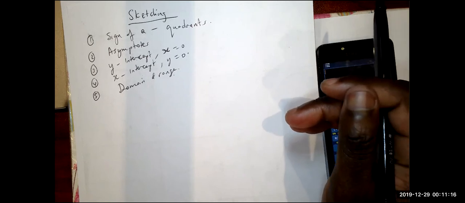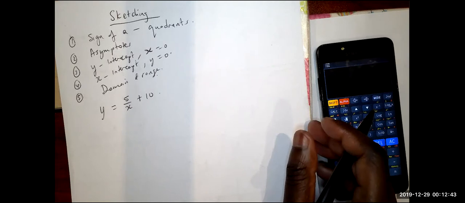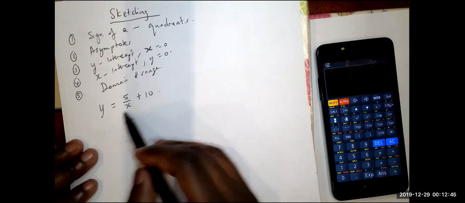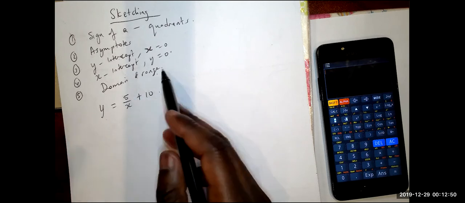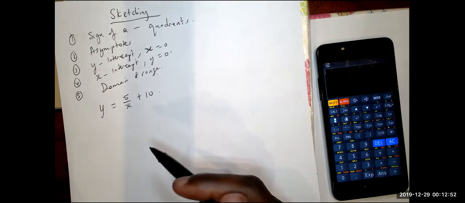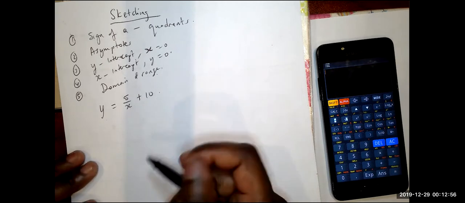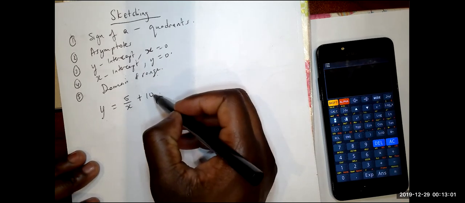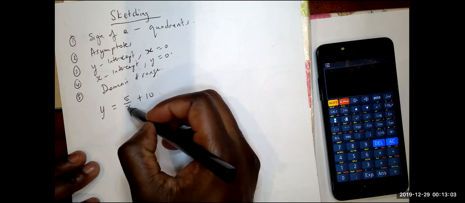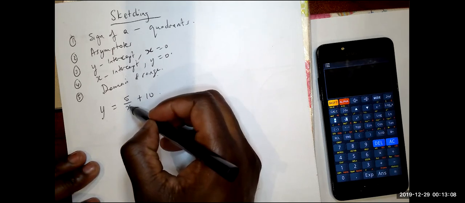So let's see if we can have an example here. All right, we have y equals 5 over x plus 10. In this case, we can see that A is positive, so we know our graph is going to fall into the first and third quadrants. Now, for the asymptotes, we know that one is Q. And x, what is it? X cannot be 0. So x equal to 0 is another asymptote.